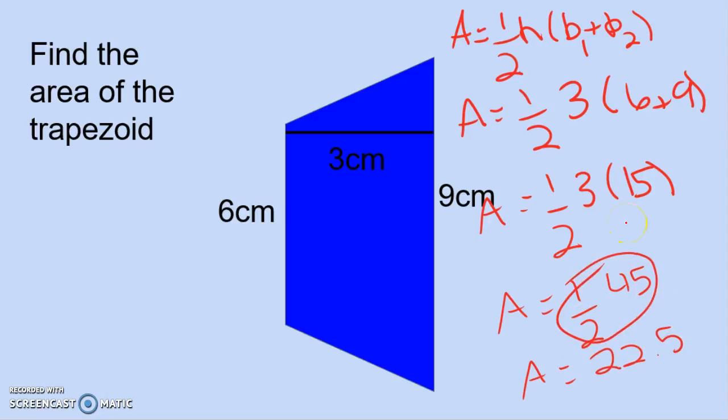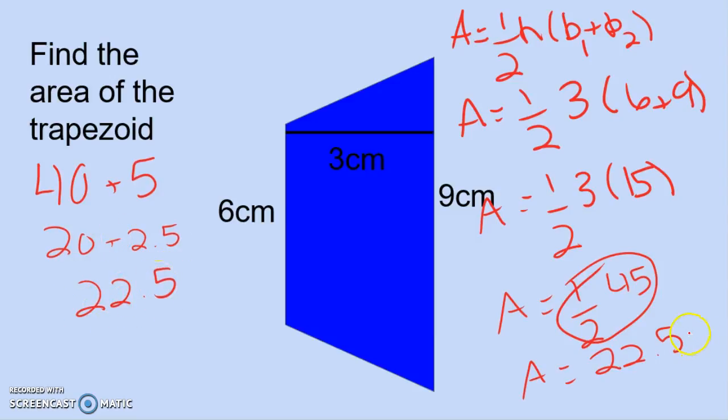One of the ways I talked about in class was to break 45 up. So 45 can break into 40 plus 5 because that adds together to get 45. Half of 40 is 20, and half of 5 is 2.5. You add those together, you're going to get 22.5. But remember, we cannot forget our label. Our label is going to be centimeters squared.